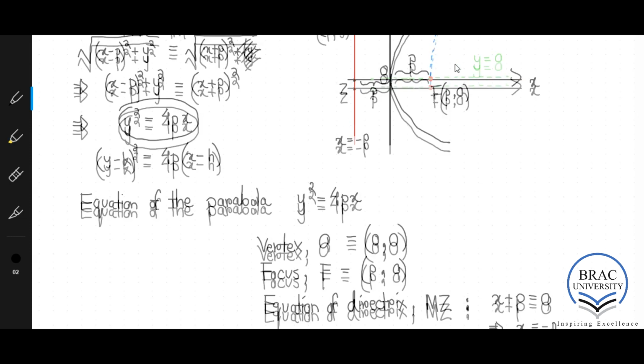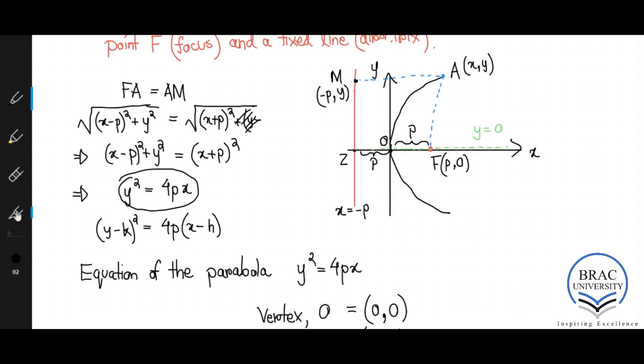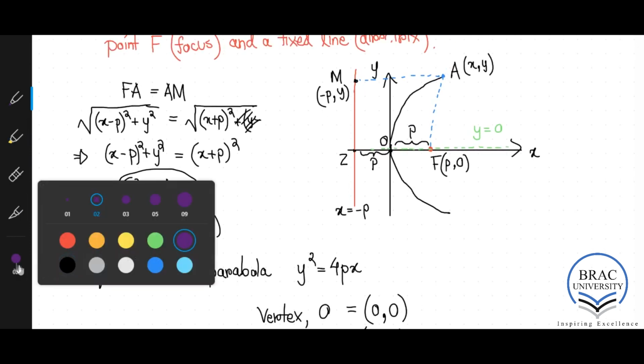We can also define another quantity, which I have not shown in this diagram, so I'll go ahead and just plot that down in purple.